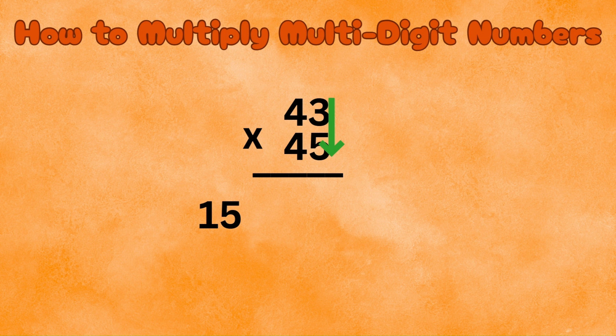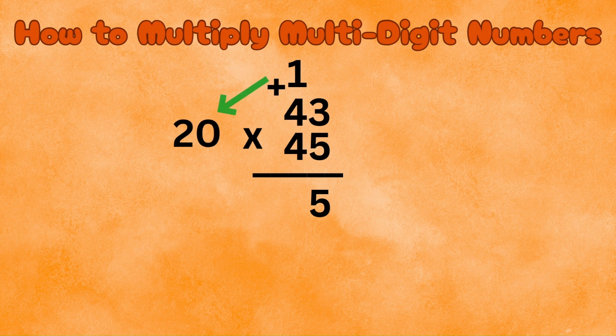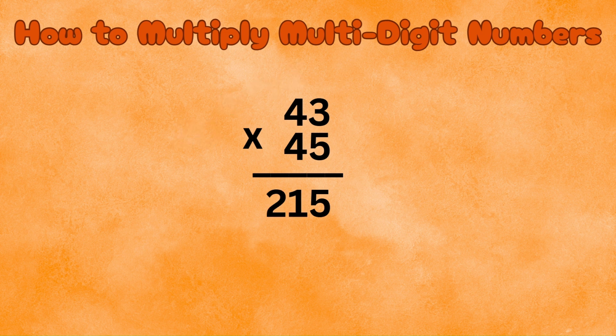Let's try two multi-digit numbers being multiplied with each other. First, we start with the 3 times 5, which equals 15. We put the 5 underneath and put the plus 1 over the 4. Then we multiply 4 times 5, which we get 20, and then we add the 1 to it. Then we put the 21 right under there.